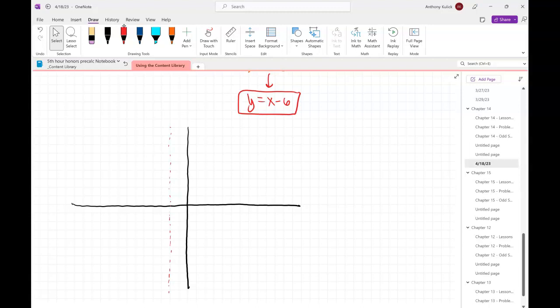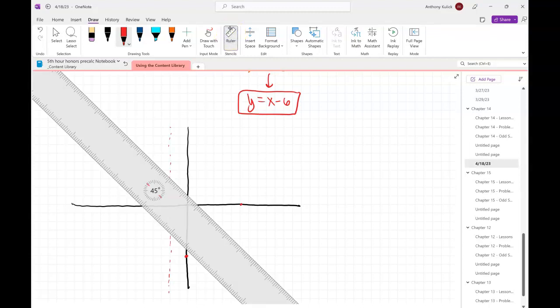Pick an x and plug it in to get the y, right? So if I pick x equals 0, it doesn't matter what I choose, I'm just going to choose 0. What would the y coordinate be? Negative 6. So let's plot the point 0, negative 6. So 1, 2, 3, 4, 5, 6. And then maybe I pick the x value 6. What's the y going to be there? 0. So I'll plot 1, 2, 3, 4, 5, 6.